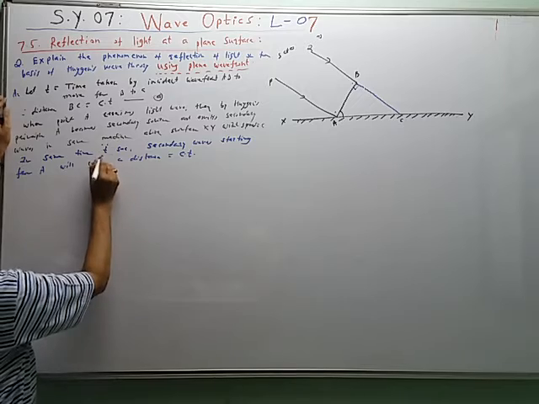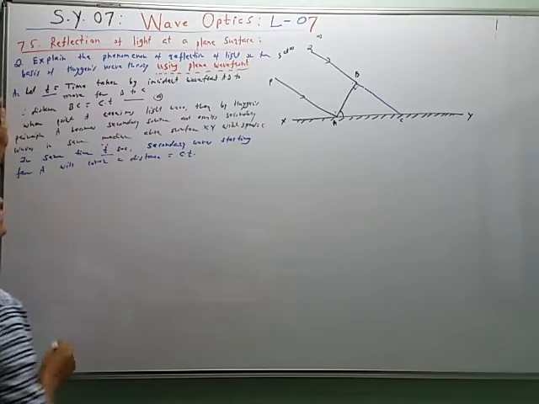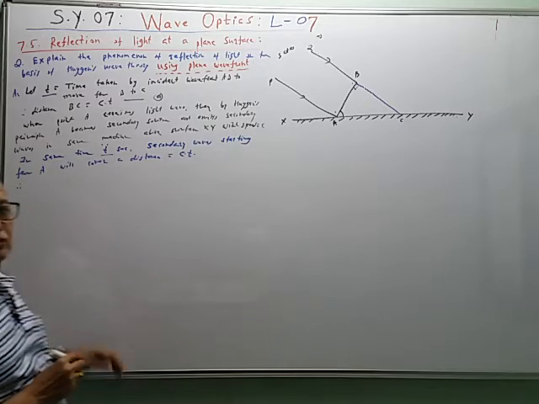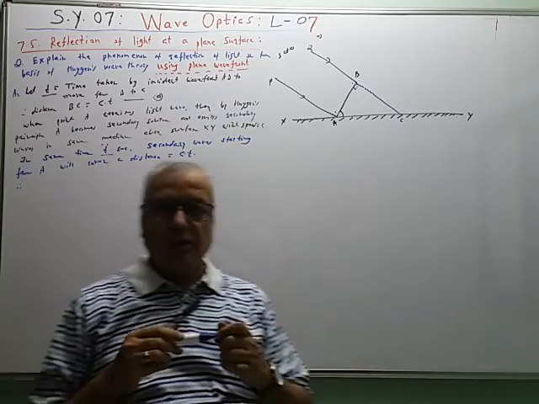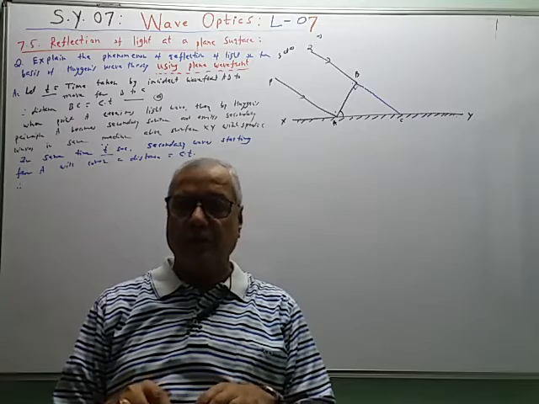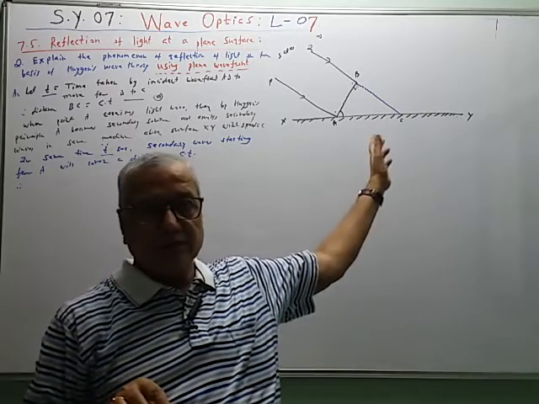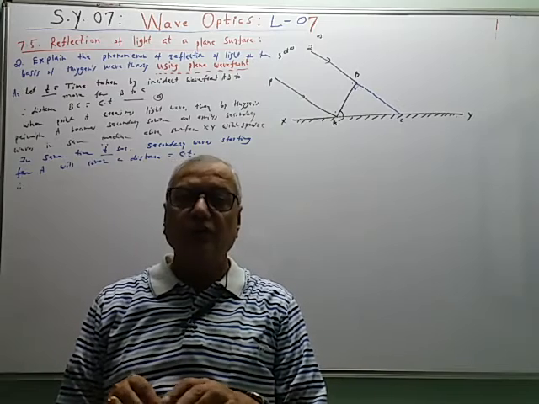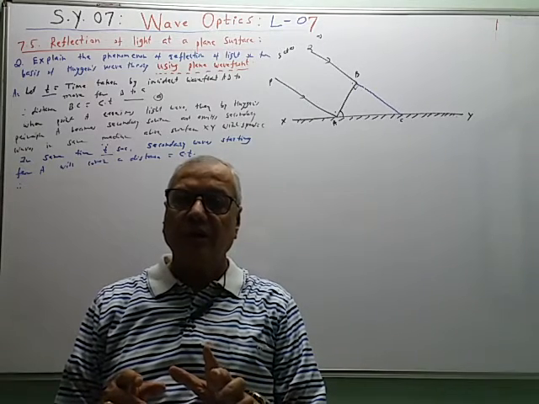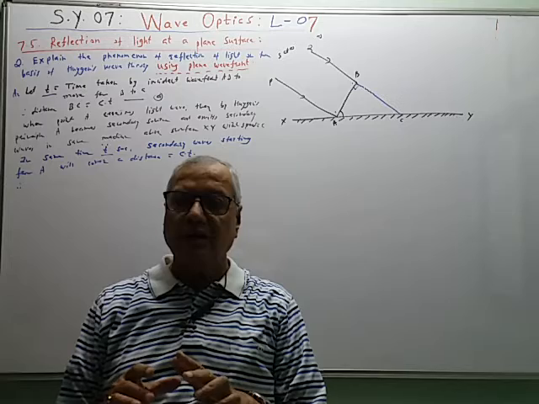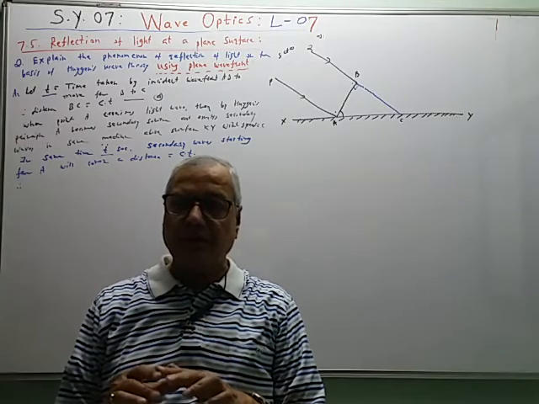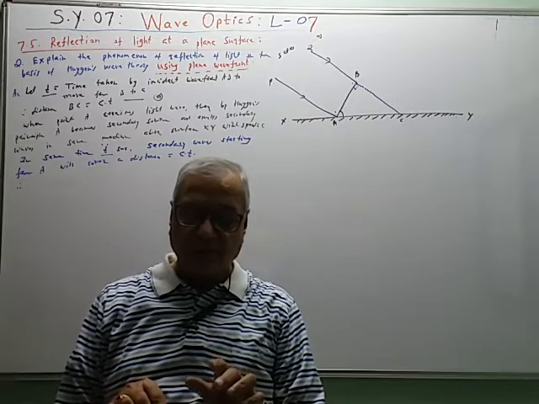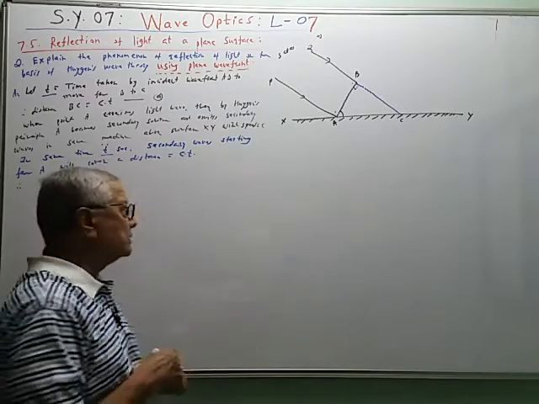In the same time t seconds, it will cover a distance Ct. Therefore, now we are going to find the position of the reflected wavefront. After reflection from surface XY, we have to find the new position. So to determine the new position of the plane wavefront after reflection from the surface XY, we have to use the Huygens construction, and that Huygens construction is like this.